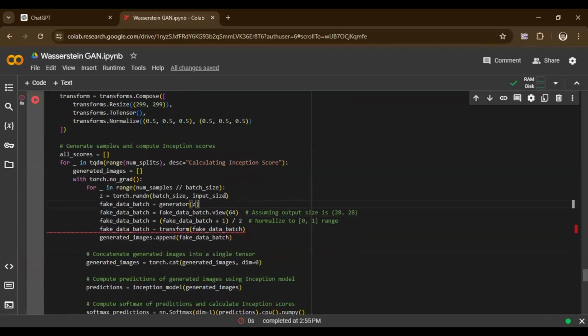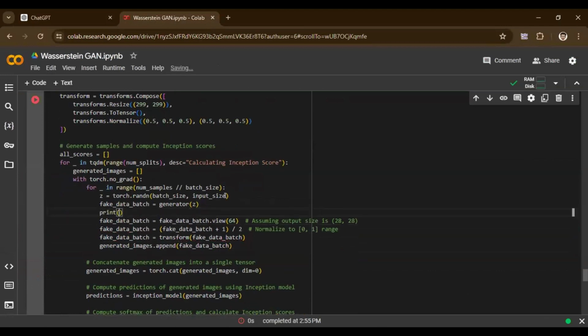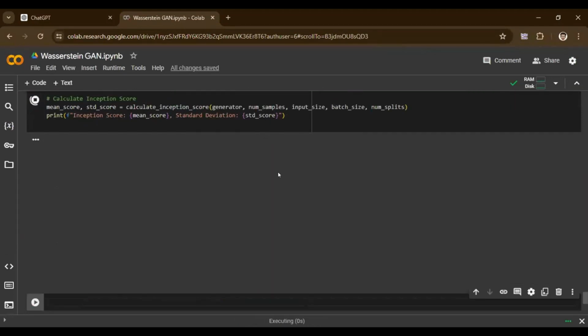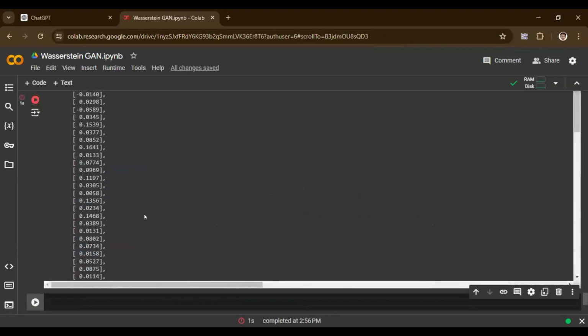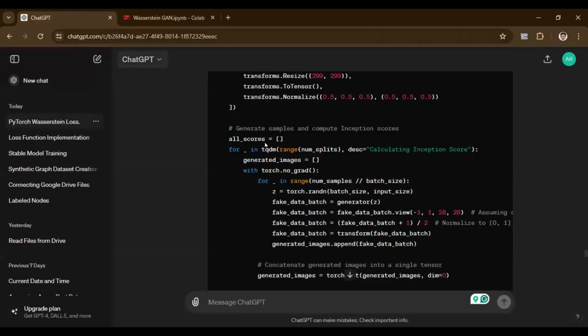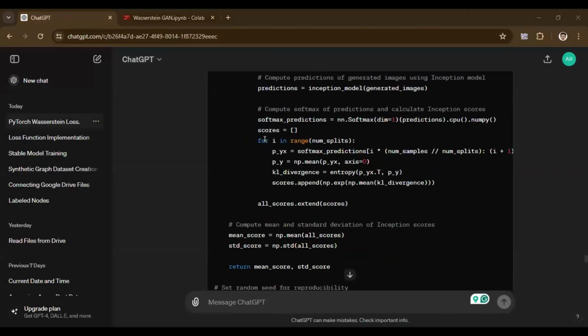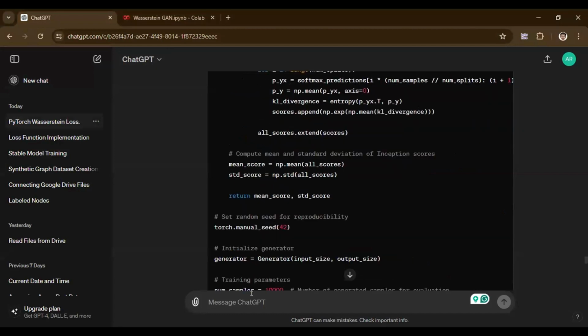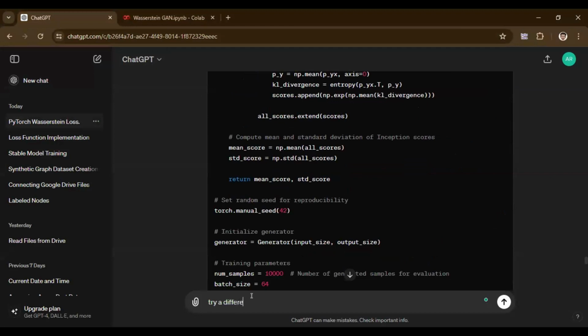Let's try to find the fake data batch first. So this is the fake data batch. It looks like this. Let's see if we can try a different method for evaluating the quality of our generated samples.